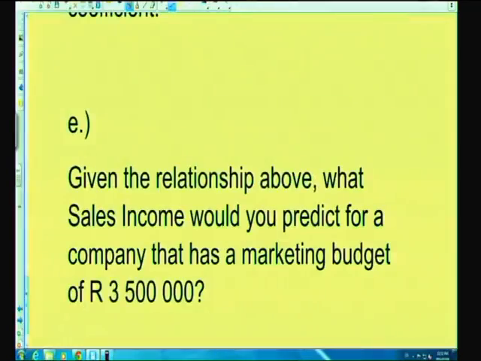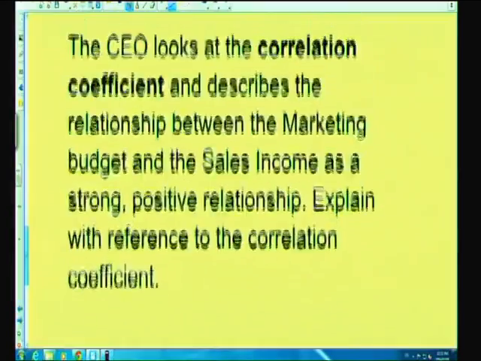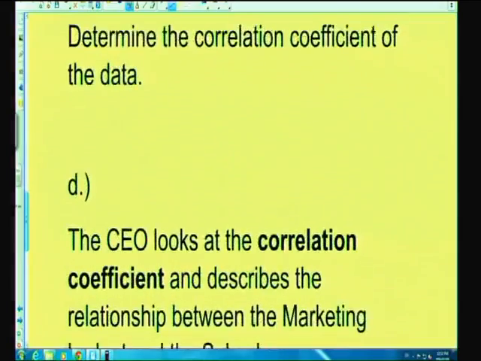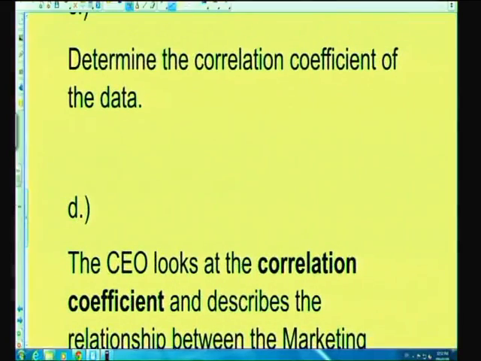Right, the next question says to me, determine the correlation coefficient of the data. Now the good news is that is already done.